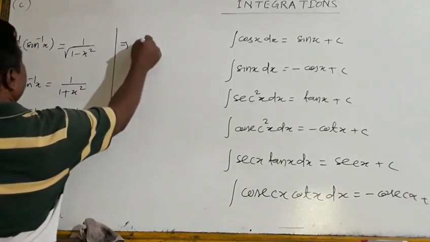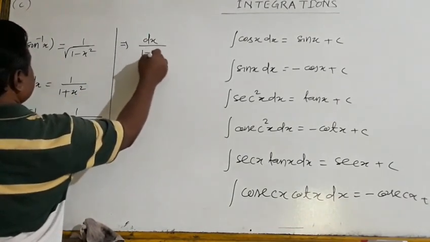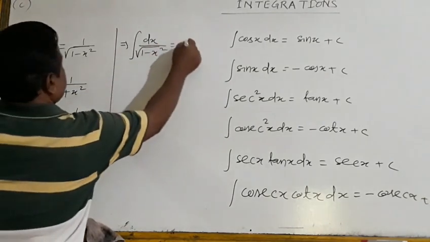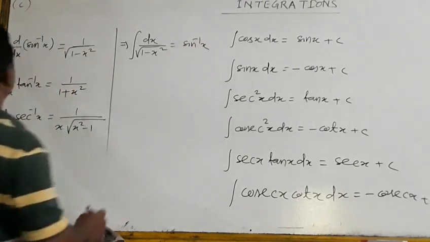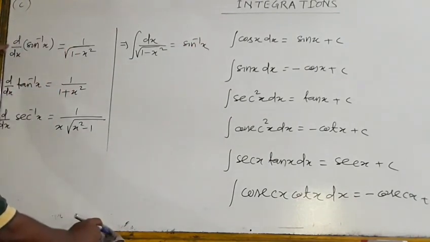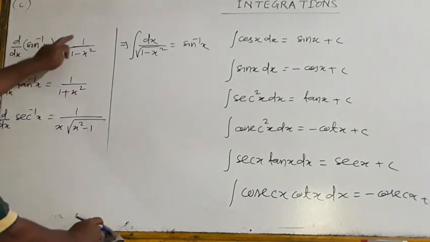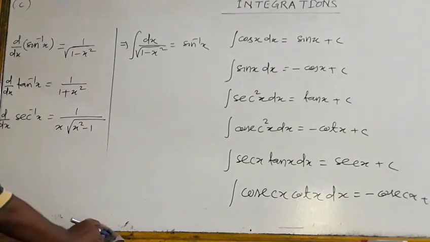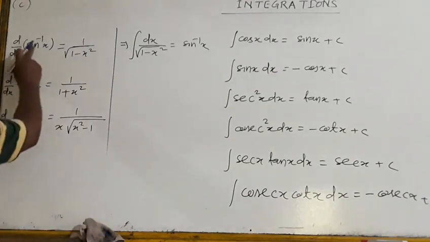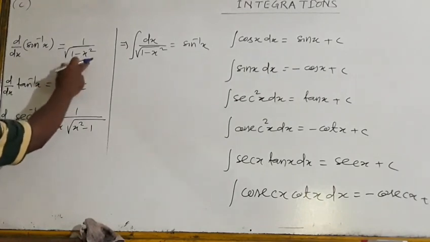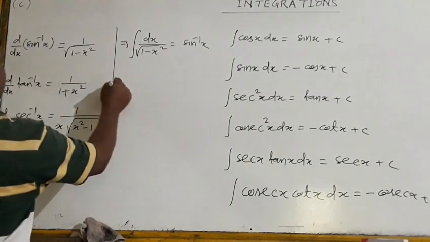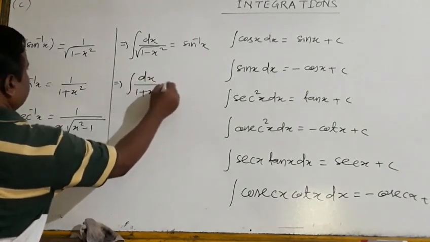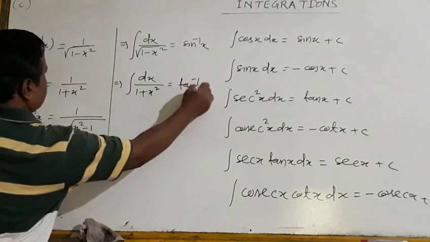Okay. Now I am writing this. Integration of 1 by root over 1 minus x square is what? It's sine inverse x. You understand it or not? I am multiplying by dx, then integration. D of sine inverse x is equal to dx by root over 1 minus x square. So integration of dx by root over 1 minus x square is sine inverse x. This is the derivative of sine inverse x, and its integration will be sine inverse x. Similarly, dx by 1 plus x square, what is it? Tan inverse x plus c.